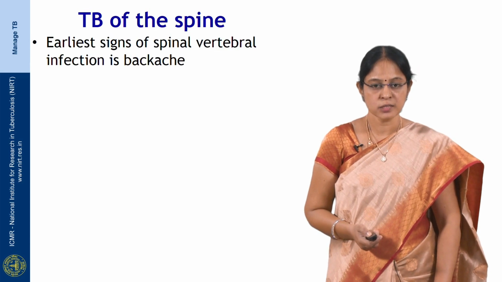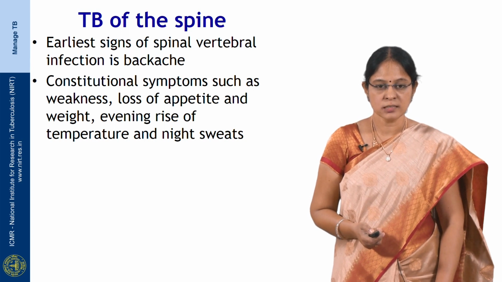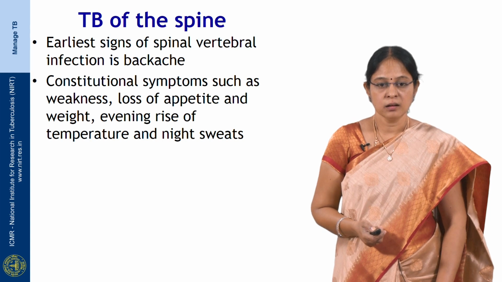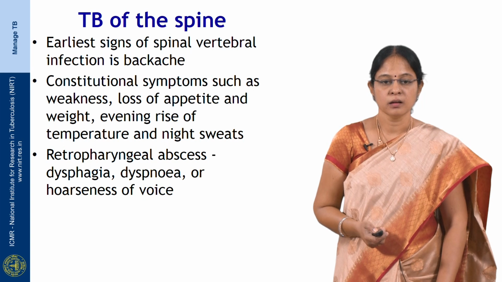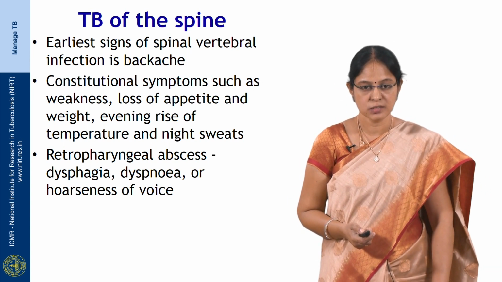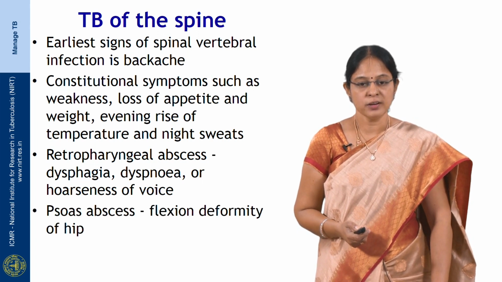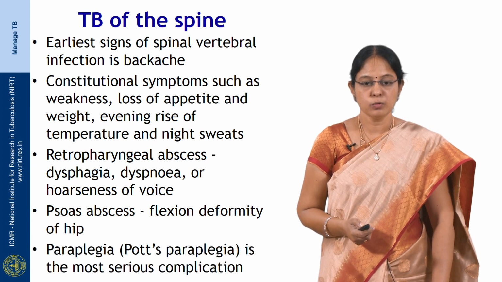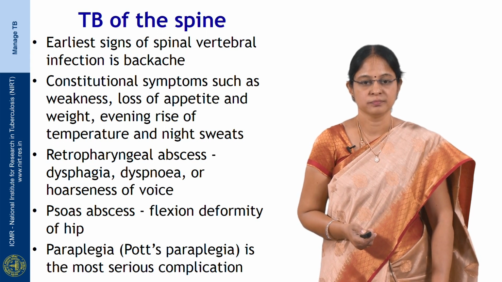The earliest sign of spinal vertebral infection is backache. Constitutional symptoms such as weakness, loss of appetite and weight, evening rise of temperature and night sweats may also be present. When there is retropharyngeal abscess, the patient may complain of dysphagia, dyspnea or hoarseness of voice. There may be flexion deformity of the hip in case of psoas abscess, and the most serious complication of TB spine is Pott's paraplegia.